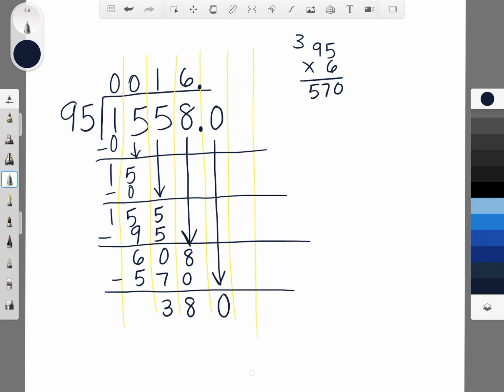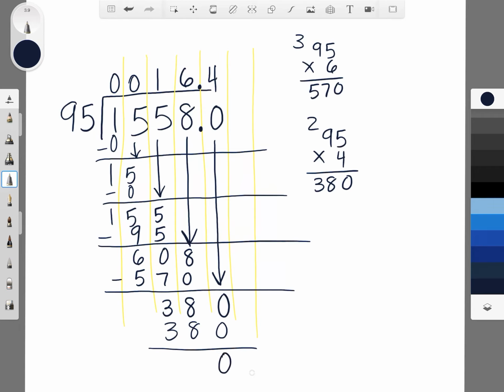And 95 goes into 380, I think 4 times. Let's give that a try. And yes, it goes in exactly that many times. Okay, so 1,558 divided by 95 is equal to 16 and 4/10. And that is how you divide with decimals.